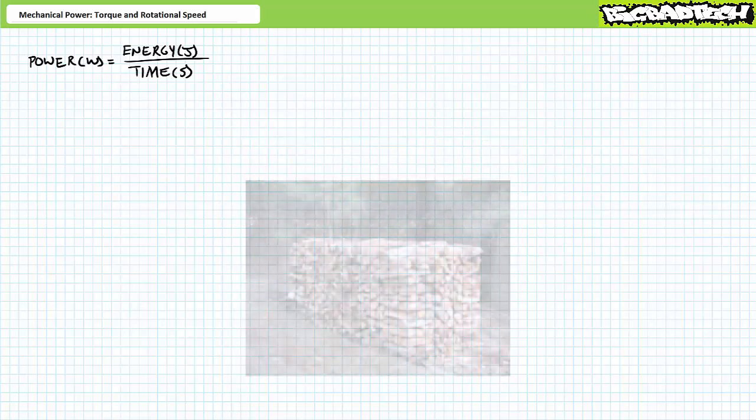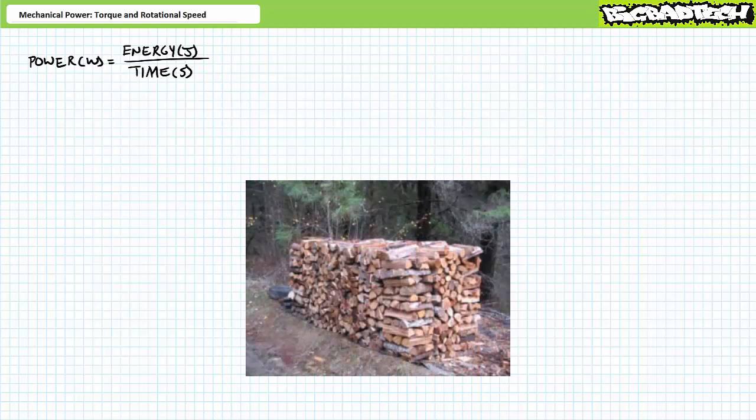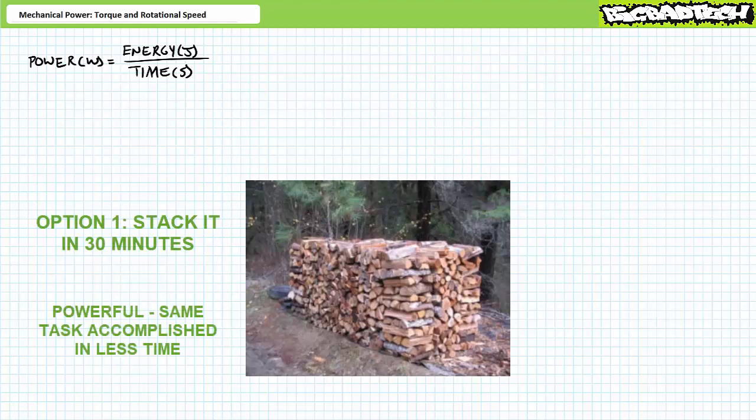Here's an analogy. If you need to perform a certain task, it requires a certain amount of labor. Let's say you've got to stack a cord of firewood. A cord of firewood represents a measurable quantity of energy you put into a system. How fast you stack that cord of wood is your choice. If you knuckle down, shut up, and just stack the firewood in 30 minutes, you accomplish the task powerfully.